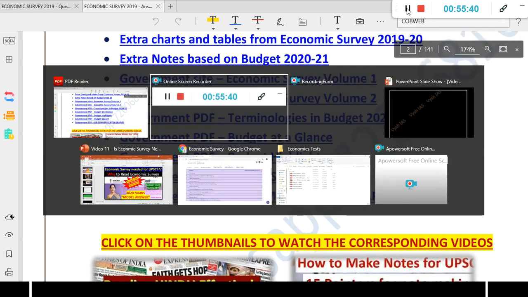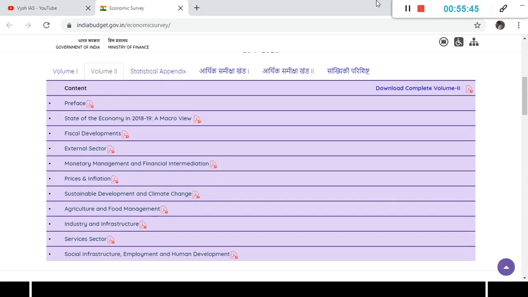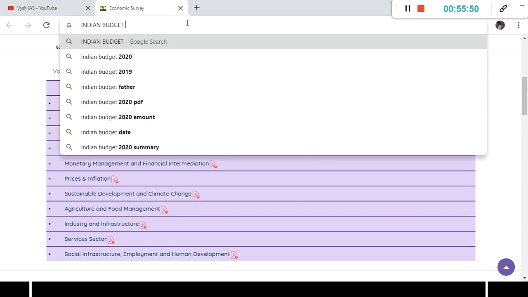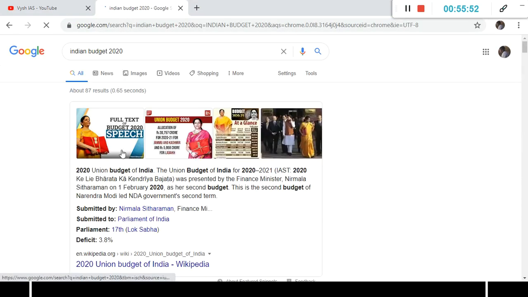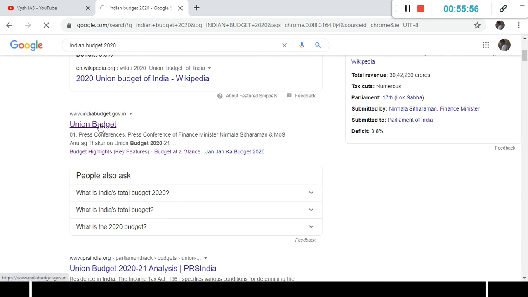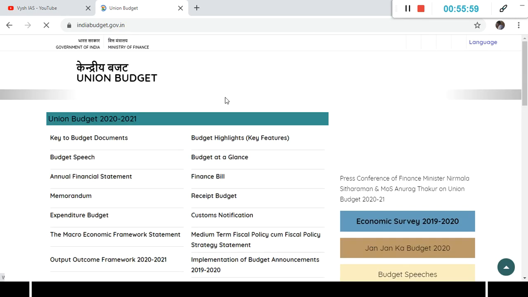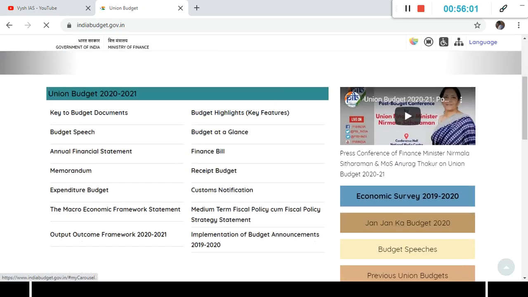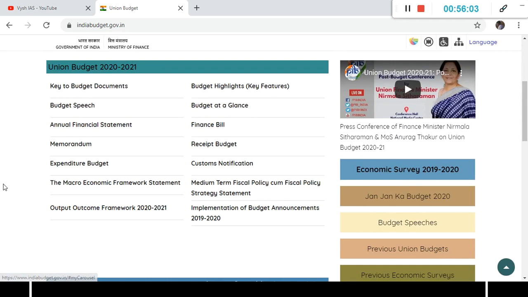Now let me go to the website. You simply have to type like this, and the Union budget link will come. Here you will see 7-8 documents, and you will be thinking what to read, what not to read. Here the PIB summary won't be there. That you have to take separately. Anyway, I have attached it for you, and that is what is most important.